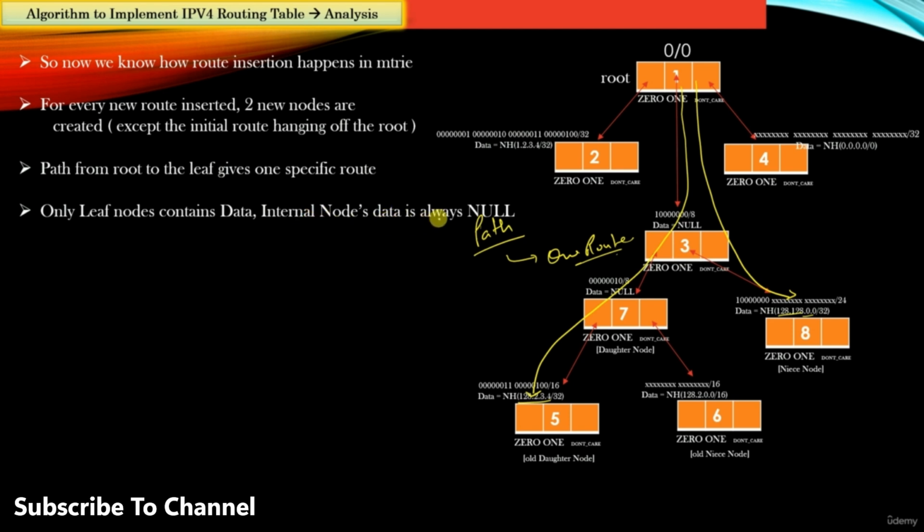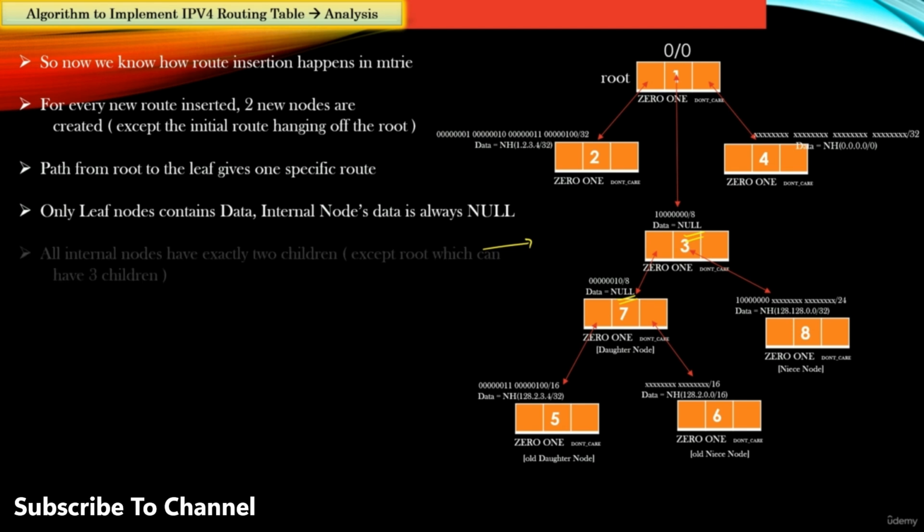Internal nodes' data is always null. So you can analyze in this mtry, all the internal nodes have data equal to null. You can see this is an internal node whose data is null. This is an internal node whose data is null, whereas the data of a leaf node can never be null. All internal nodes have exactly 2 children, except the root, which can have 3 children.